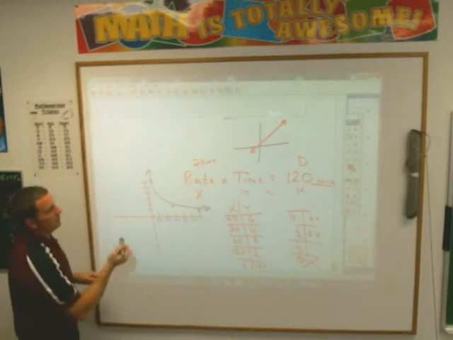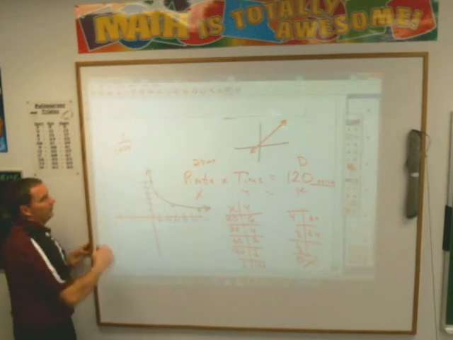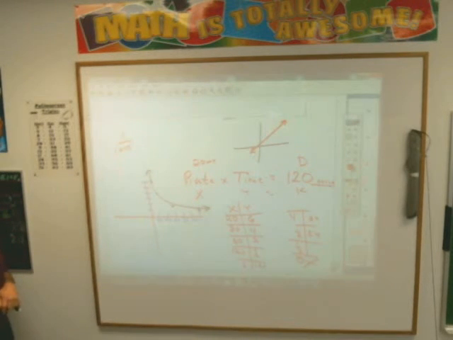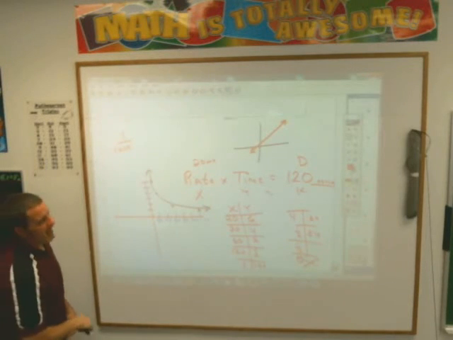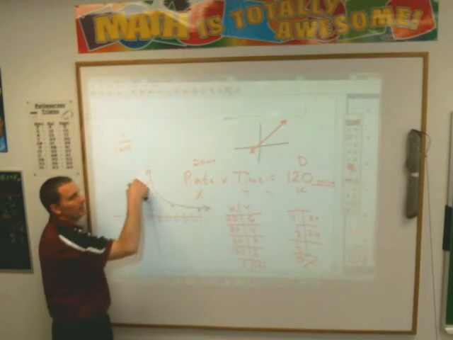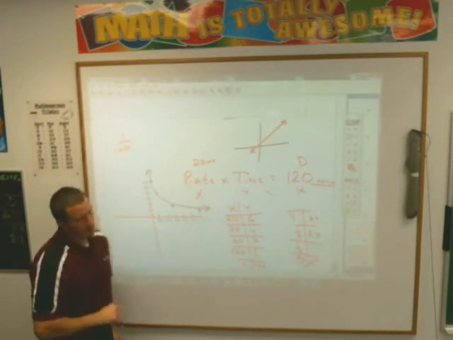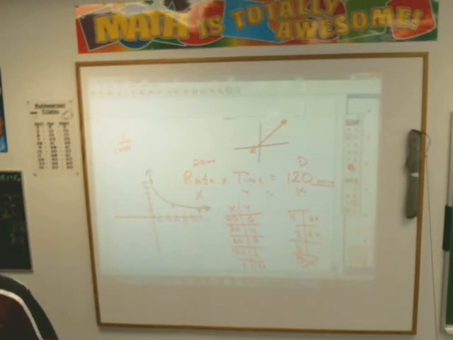If I said you were going 1/1000th of a mile an hour, how long would it take you to go 120 miles? 12,000 hours, which would be way, way up there. It'd be close to this axis, but it would never actually get there.